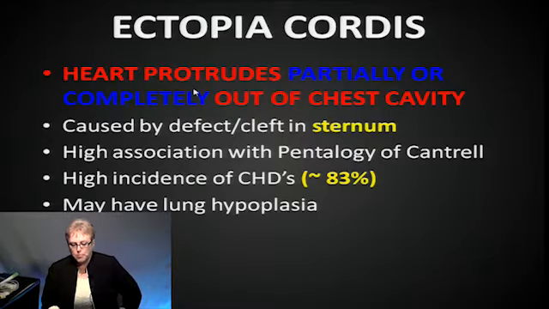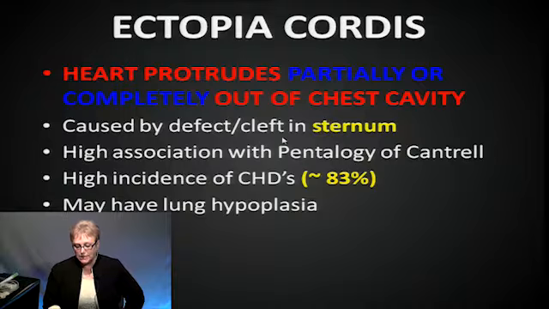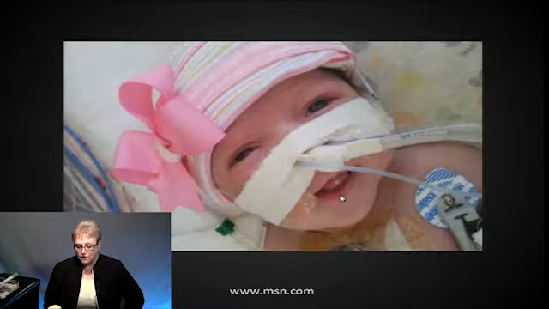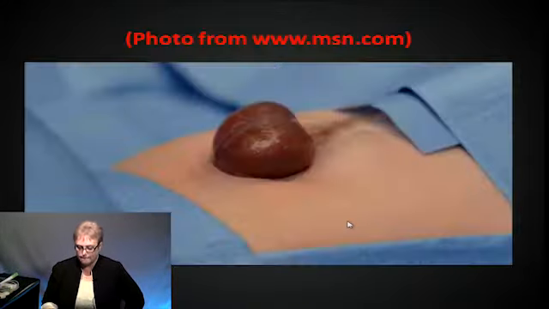The heart's protruding partially or completely out of the chest cavity, and it's caused by a defect or cleft in the sternum, has a high association with pentalogy of Cantrell, and a high incidence of heart defects. About 83% of these babies will have some type of a heart abnormality. And this is that little baby once she was born.